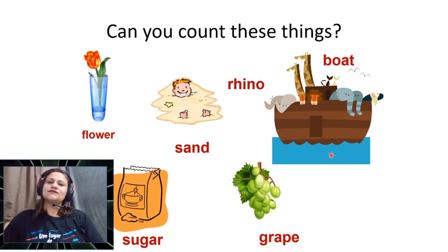Okay, so flower I can count. One flower, two flowers. Yes, I can. Sand, one sand, two sand. Rhino, 10 rhinos. Boat, 15 boats. Sugar, one sugar, two sugar. Grape, 10 grapes. A bunch of grapes. Let's see, and water. Water I can count.